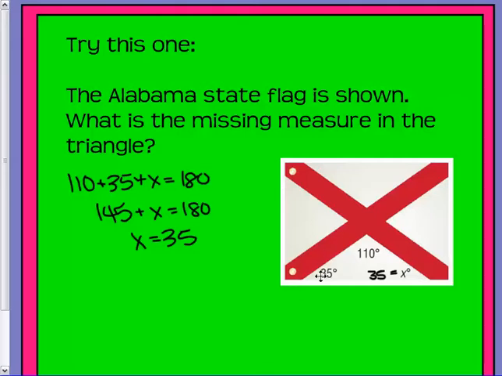The interesting thing about this one then is it's got 2 angles that are the same, which means these 2 sides are probably the same as well. It's an isosceles triangle with an obtuse angle, so it's an obtuse isosceles triangle.